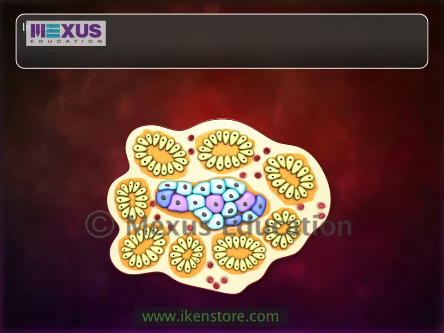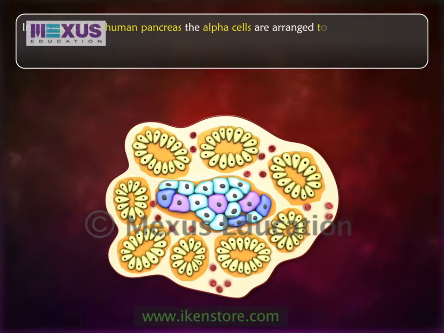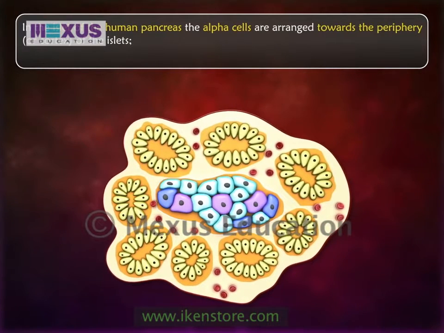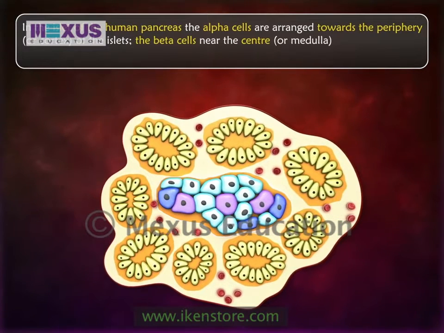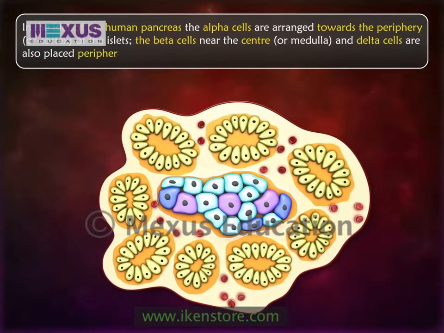In the islets of the human pancreas, the alpha cells are arranged towards the periphery or cortex of the islets. The beta cells are near the center or medulla, and delta cells are also placed peripherally.